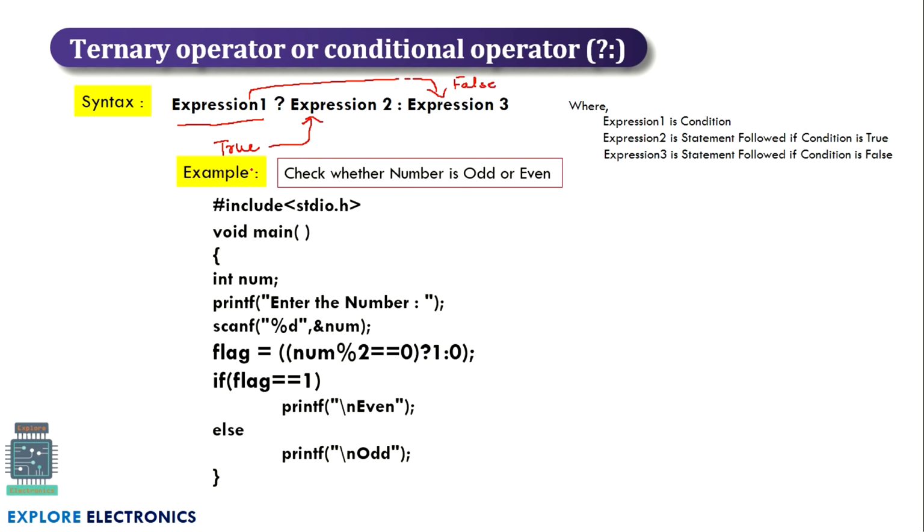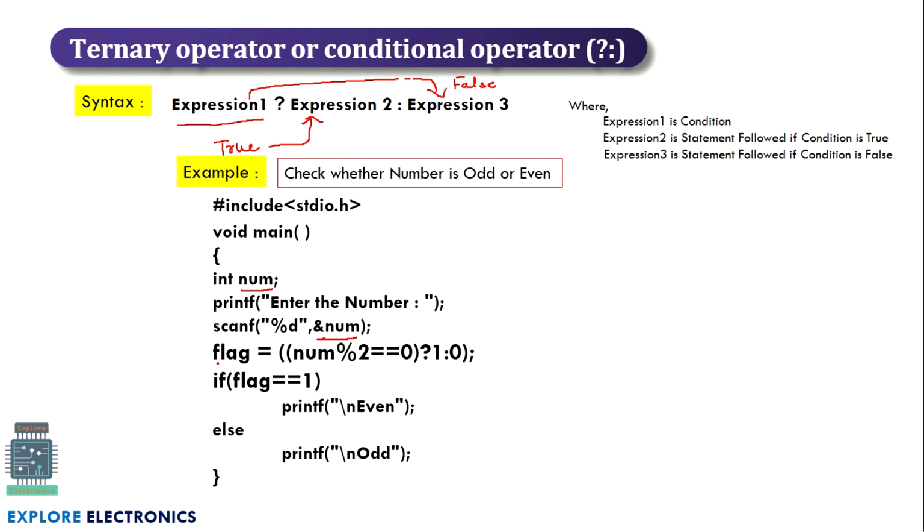Let's take a small example and understand this. Here is an example which checks if a number is odd or even. We get into the main function and we have declared an integer variable called num and we are asking the user to enter a number. The user can enter any number and it will be read into this variable called num.